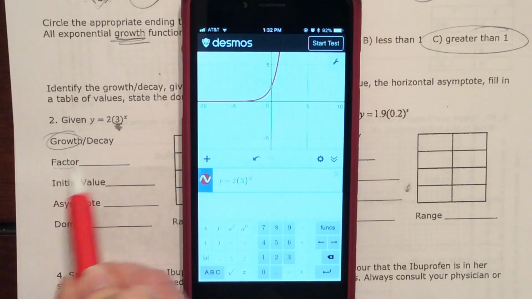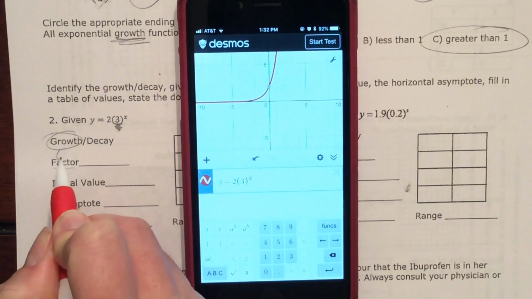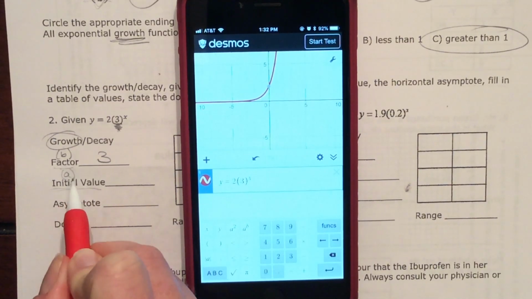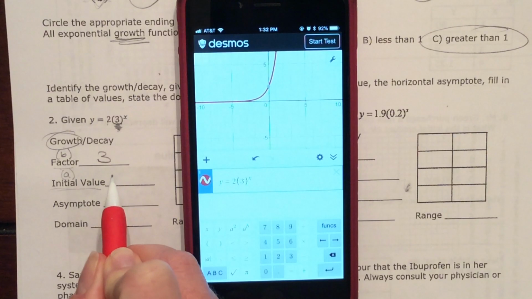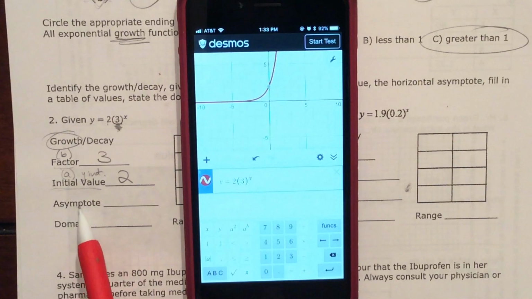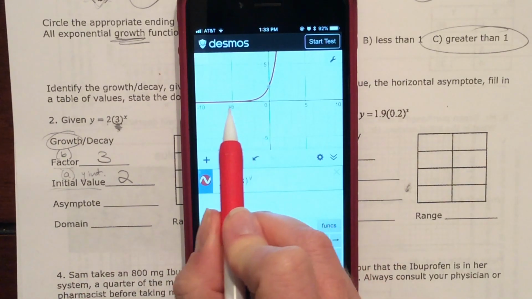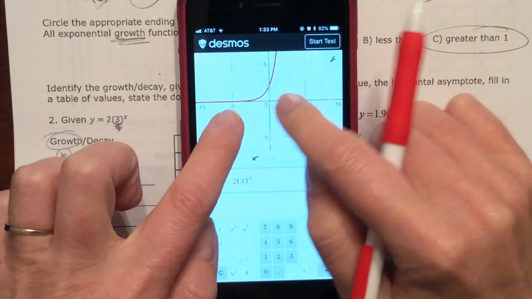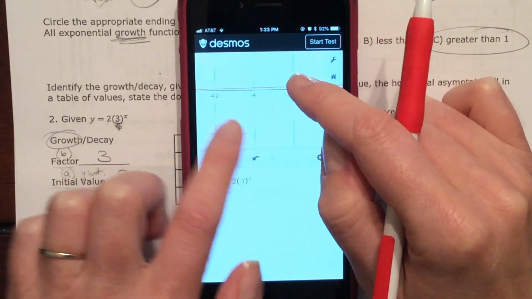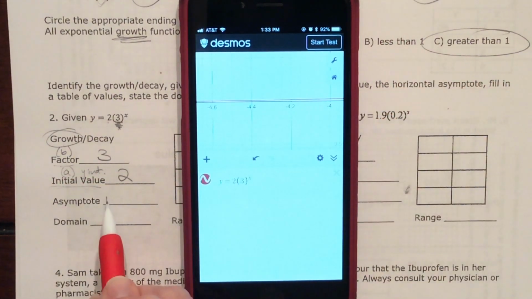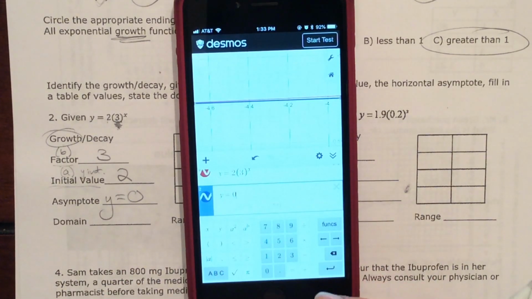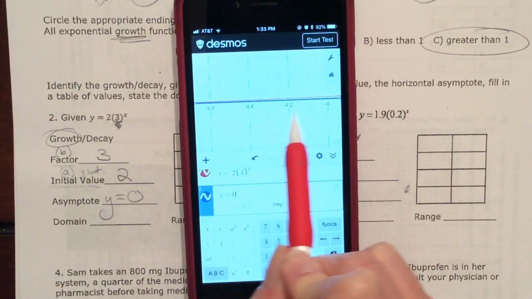The factor, the growth factor, is this B value. I'm going to write B above here, and that's 3. My initial value, that's my A value. That's the one in front. That's your y-intercept, and that is 2. Your asymptote is a line the graph approaches but will not cross. If we zoom in, we can see that it's not going to actually cross or touch the x-axis, but it's going to get really close. Y equals 0. You can type that in, y equals 0, so that you can see that is your x-axis.